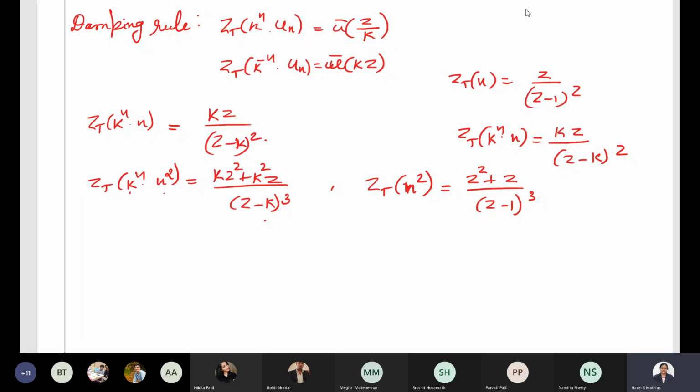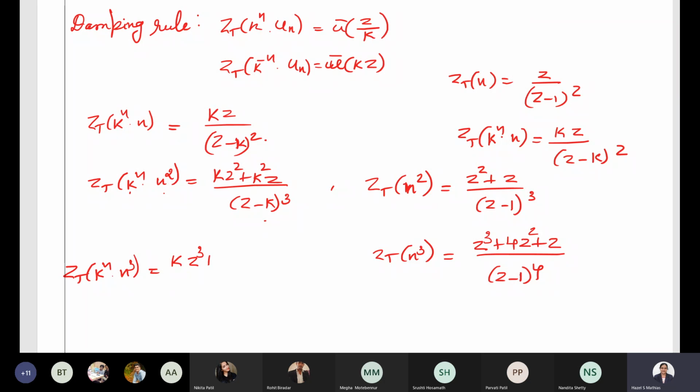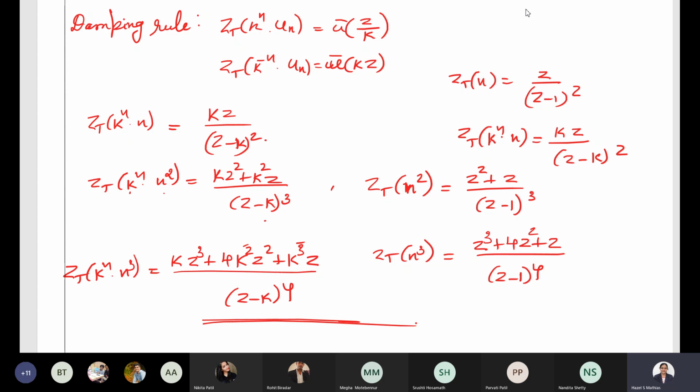Then again we have Z transform of n cube. What is Z transform of n cube? It is z cube plus 4z square plus z divided by z minus 1 whole power 4. So what will be Z transform of k power n into n cube? Some modification will be there: kz cube plus k square z square plus k cube into z. So you can go on increasing k values, k square, k cube, divided by z minus k whole power 4. This is how you can remember this.